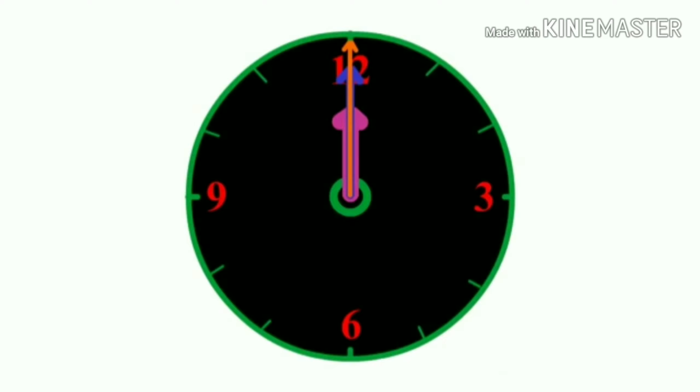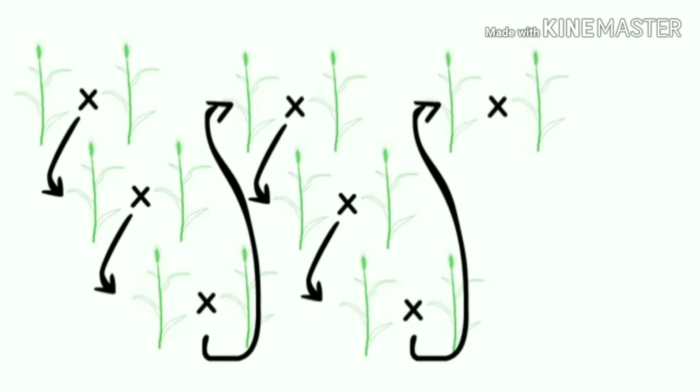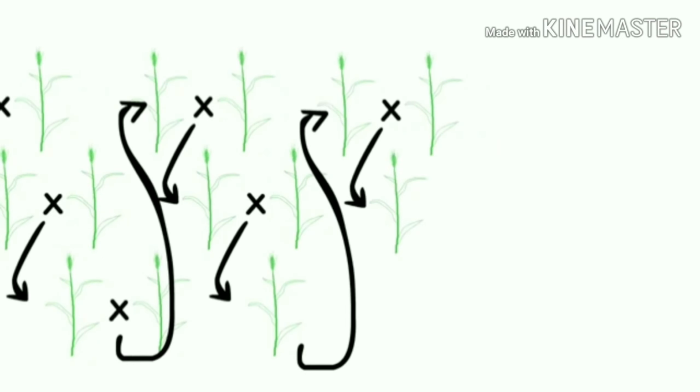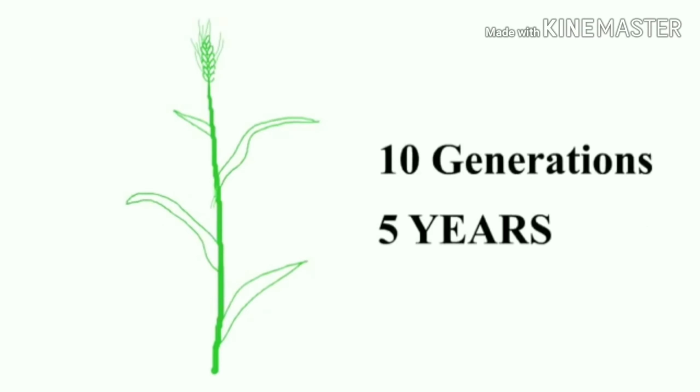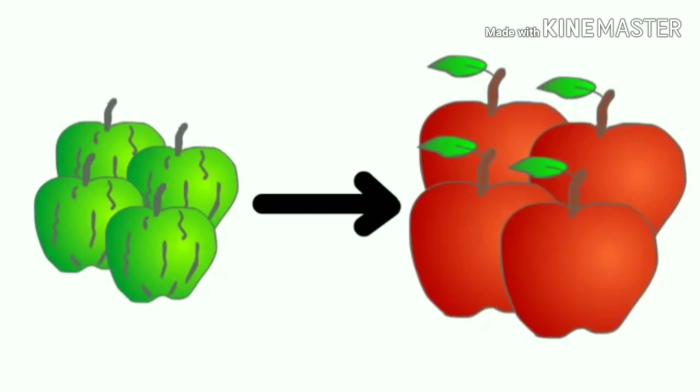Now think of the time it takes to do all the back-crossing. On average, it takes about 10 generations or 5 years of back-crossing to develop a new variety of wheat by conventional breeding methods. Breeding a new variety of apples takes about 15 years.